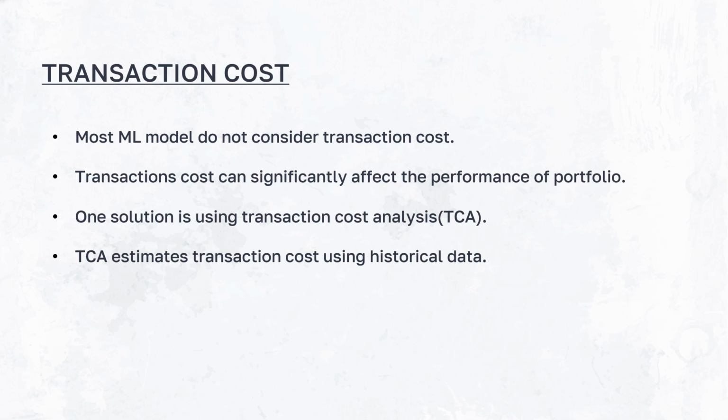Second, transaction cost. Most machine learning models do not consider transaction costs. Transaction costs can significantly affect the performance of the portfolio and hence it is very important to consider them during the modeling of the machine learning model. One solution is that we can use transaction cost analysis. TCA estimates the transaction cost using historical data.